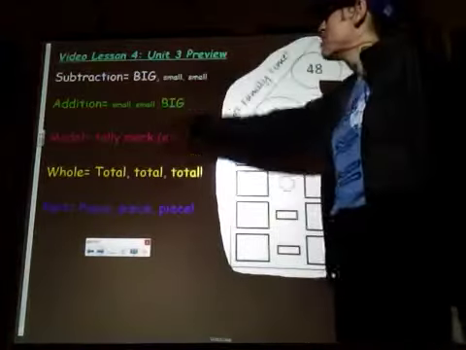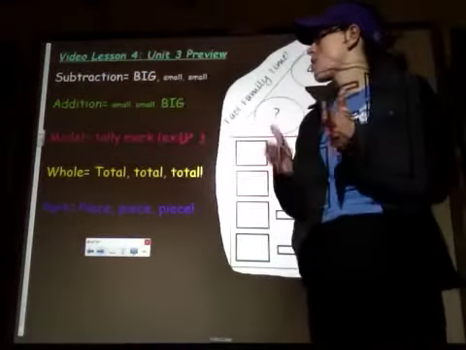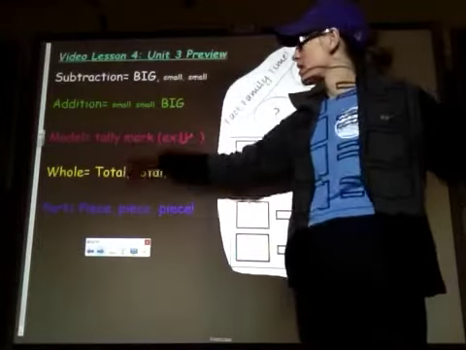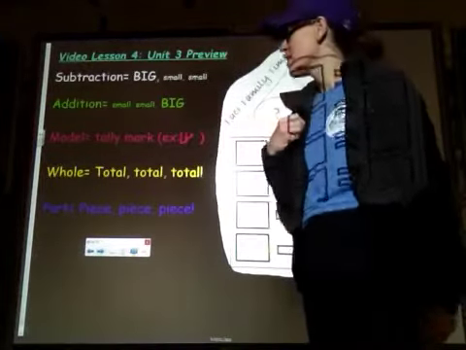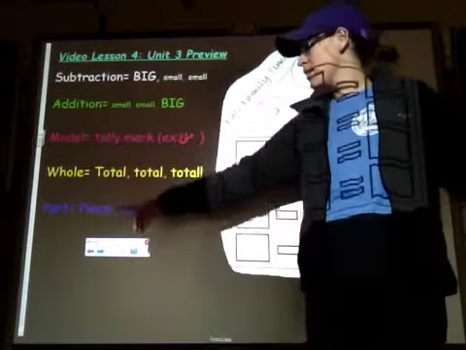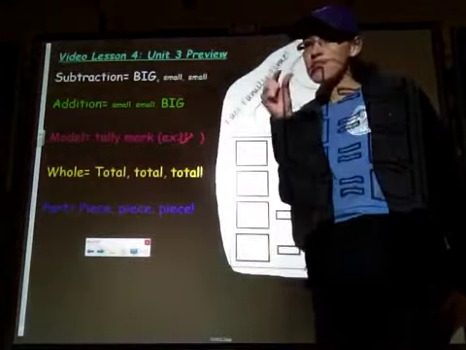So let's go over those. Subtraction, big, small, small. Addition, small, small, big. Model is a tally mark. And whole is total, total, total. Part is a piece, piece, piece.